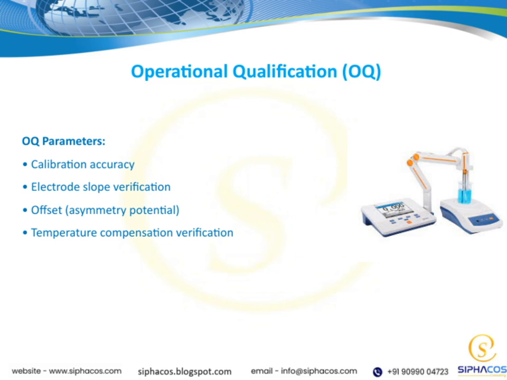Next, we verify the electrode slope, which confirms that our electrodes respond consistently and linearly to changes in analyte concentrations. This helps us catch any issues with electrode performance early on. We also check the offset, or asymmetry potential, to identify any baseline shifts that could skew our measurements. Ensuring this is within acceptable limits helps maintain data integrity.